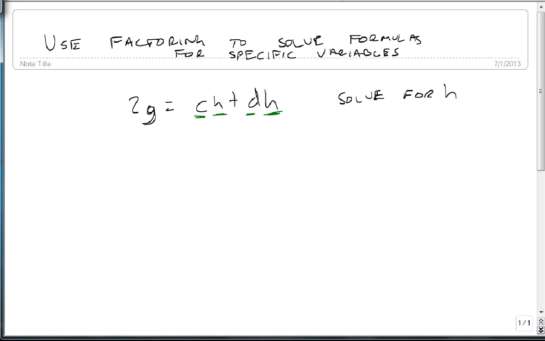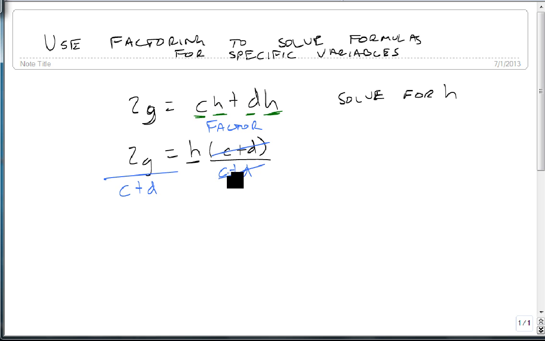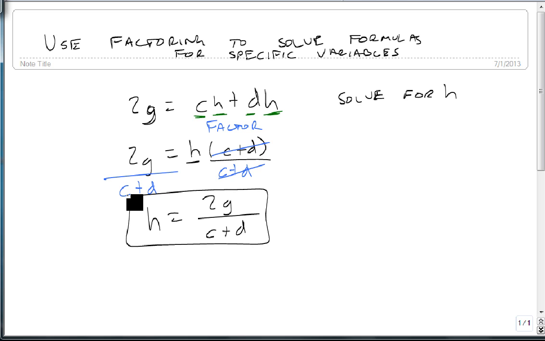But I can factor this side, which allows me to say 2g equals, we can pull an h out of it. That leaves behind c plus d. And now that the h is by itself, factored, I can divide both sides by c plus d and get, as my answer, h equals 2g over c plus d. Now I'm solved for h.